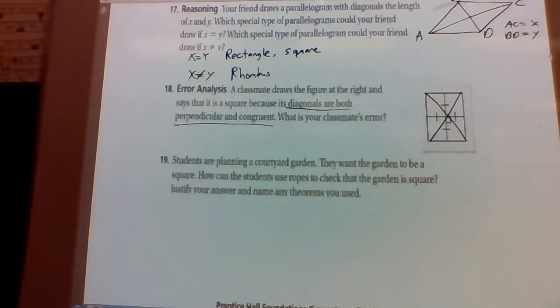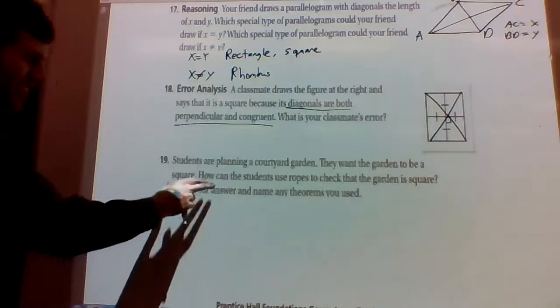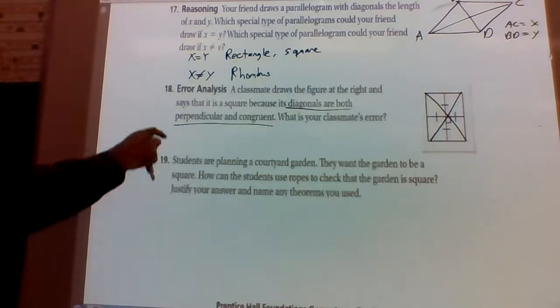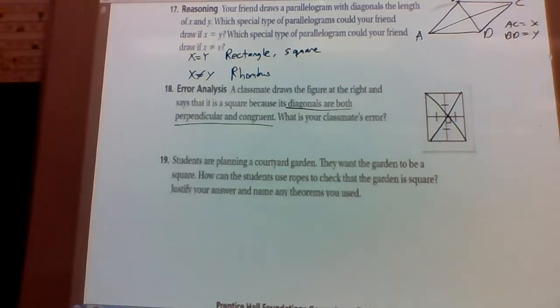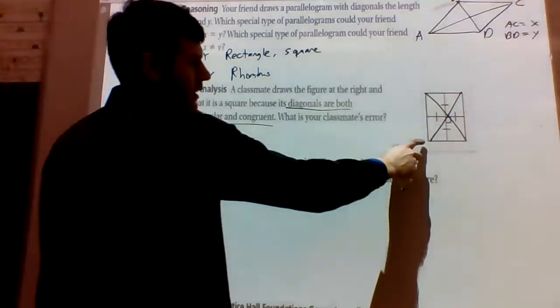Okay, number 17, students are planning a courtyard garden. They want the garden to be a square. These are the ones I'm concerned about because I haven't read these. So, I read the first one. I knew the first one was there, and that's why I liked it. So I said you guys can do these three because I saw the first one. But I actually haven't read 18 or 19. So I'm assuming that's what they wanted. They wanted that these are not actually diagonals.